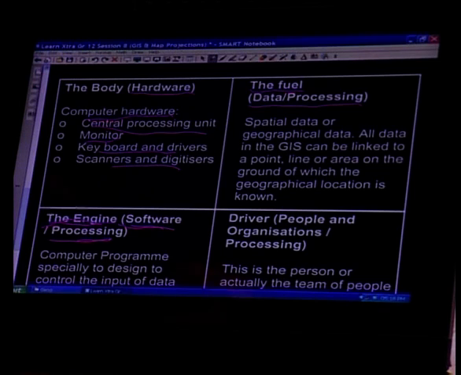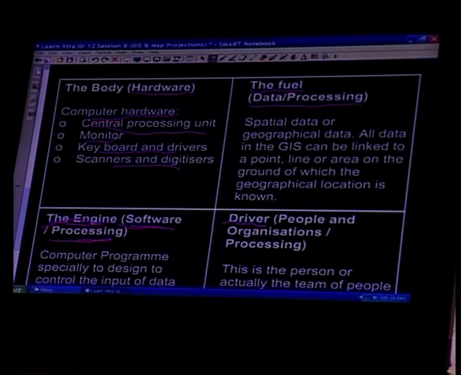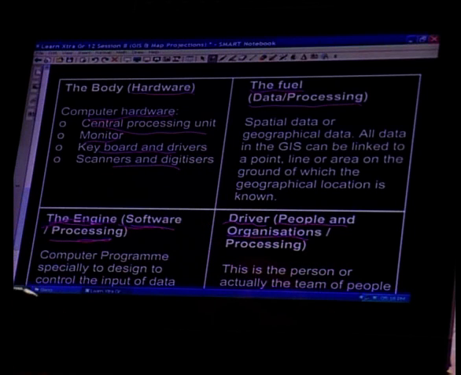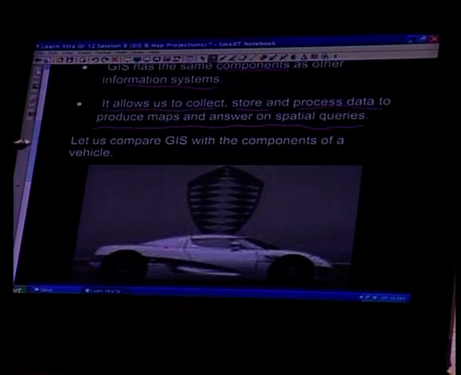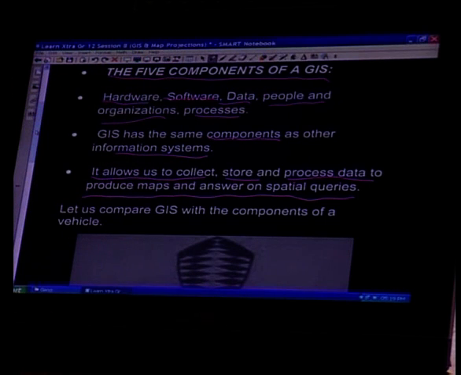And obviously, I know the future, maybe we don't need drivers or something of that sort, but at this stage, we do need a driver to drive that car. Otherwise, it's not going to move. So in this way, people or organizations are needed. And that's like the driver of the car. So if you relate it to the car itself, you will see that the 5 components which I've highlighted here, the hardware, the software, data, people and process, organizations and processes, are extremely important. We need all these 5 things in order to operate GIS successfully.